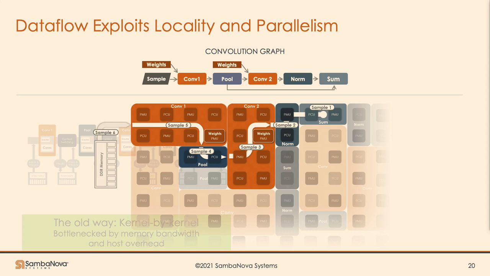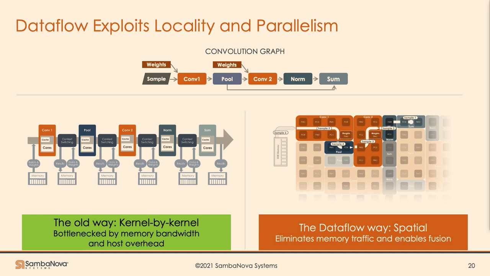Here, the whole graph is mapped onto the chip at the same time, such that data flows between the different kernels on chip. And what we can also do is pipeline the execution of the graph such that we have multiple samples executing in parallel at the same time. And this naturally gives you two things. It gives you very low off-chip bandwidth requirements, and so you've got efficient data movement on chip, and it gives you natural fusion of the computational kernels, and you also get the ability to overlap the computation of multiple samples at the same time.